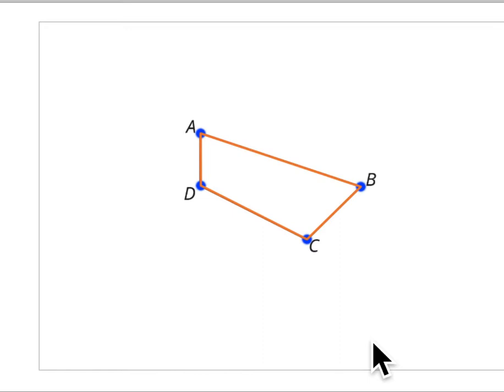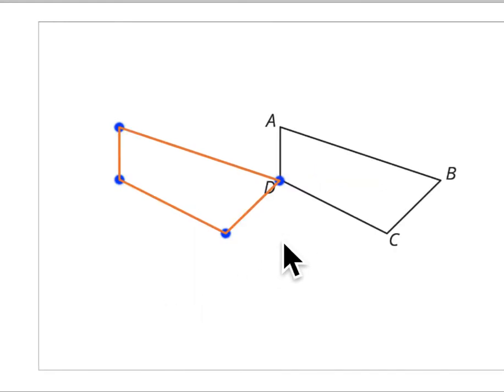The last problem, you're going to do 3 things with this problem. You're going to translate it, you're going to reflect it, and you're going to rotate it. The first one is to show a translation that takes B to D. So you're going to slide this image across, and B is going to land right on top of D. So this whole image is going to slide over here.